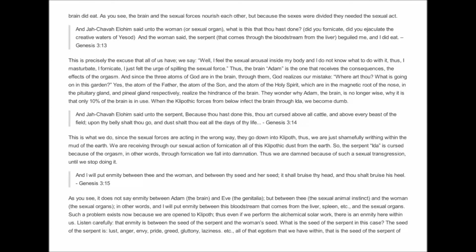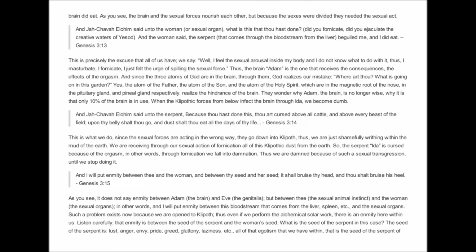And it says, the man said, the brain. The brain says, in this case, you see, the woman whom thou gavest to be with me, she gave me of the tree, and I did eat. Or it says, well, the sexual organs that you put in my body show me how to eat, and I did eat. You see, the brain and the sexual force.